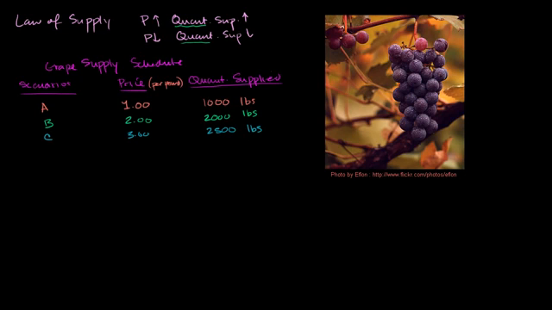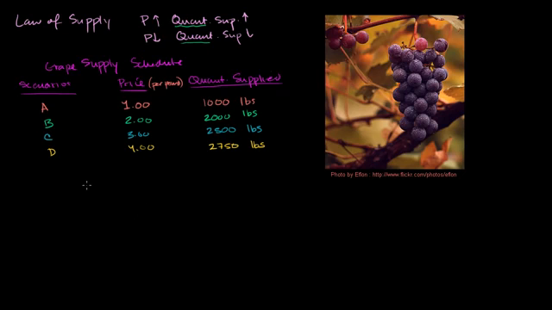And I'll do one more scenario. Let's say scenario D, the price goes to $4 a pound. Same dynamic. I will stop planting other crops, use them now for grapes because grape prices are so high, and so I will produce 2,750 pounds. And so we can draw a supply curve just like we had drawn demand curves.